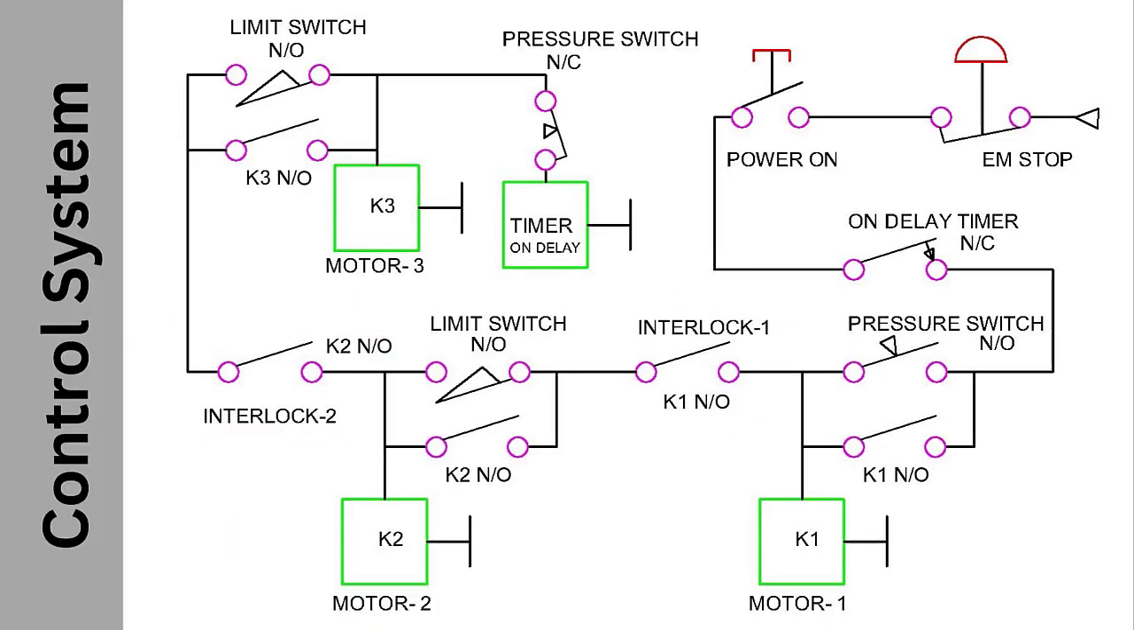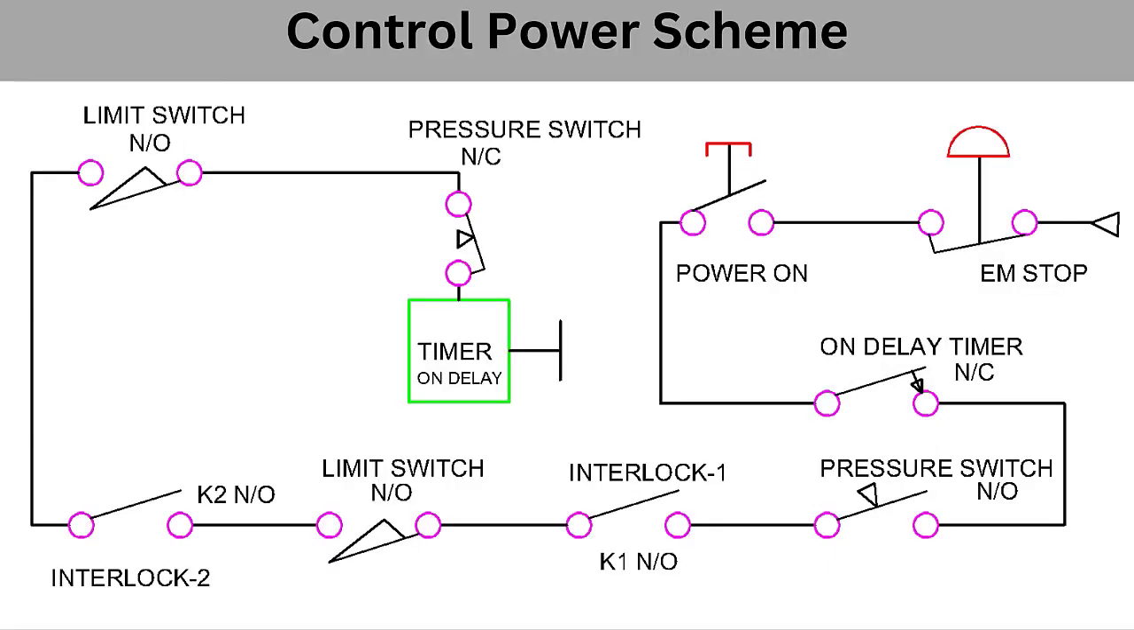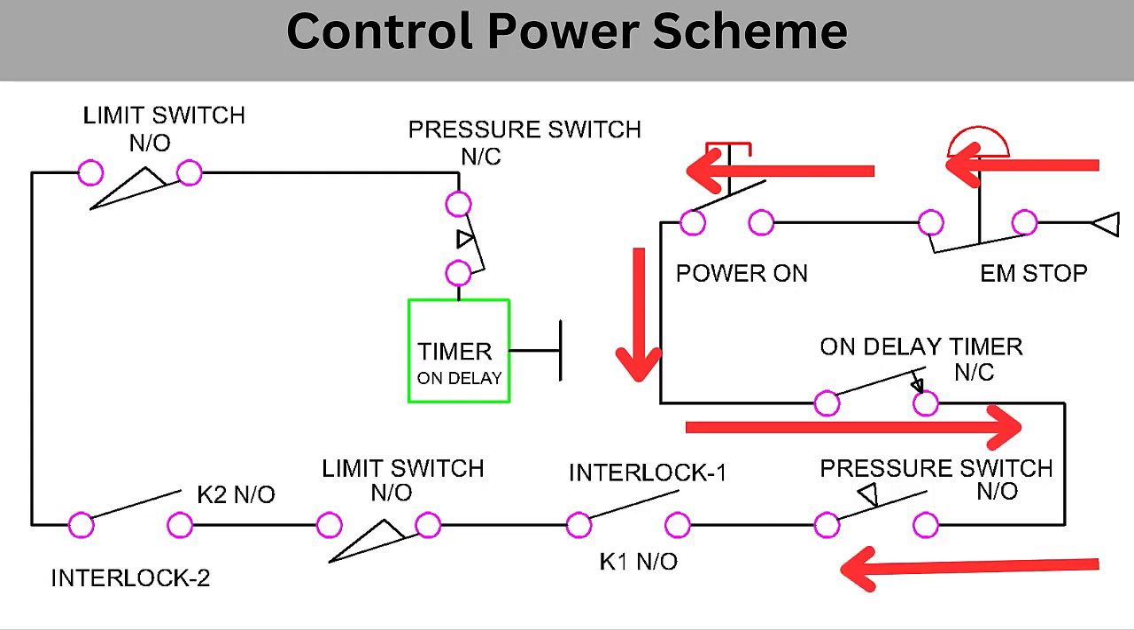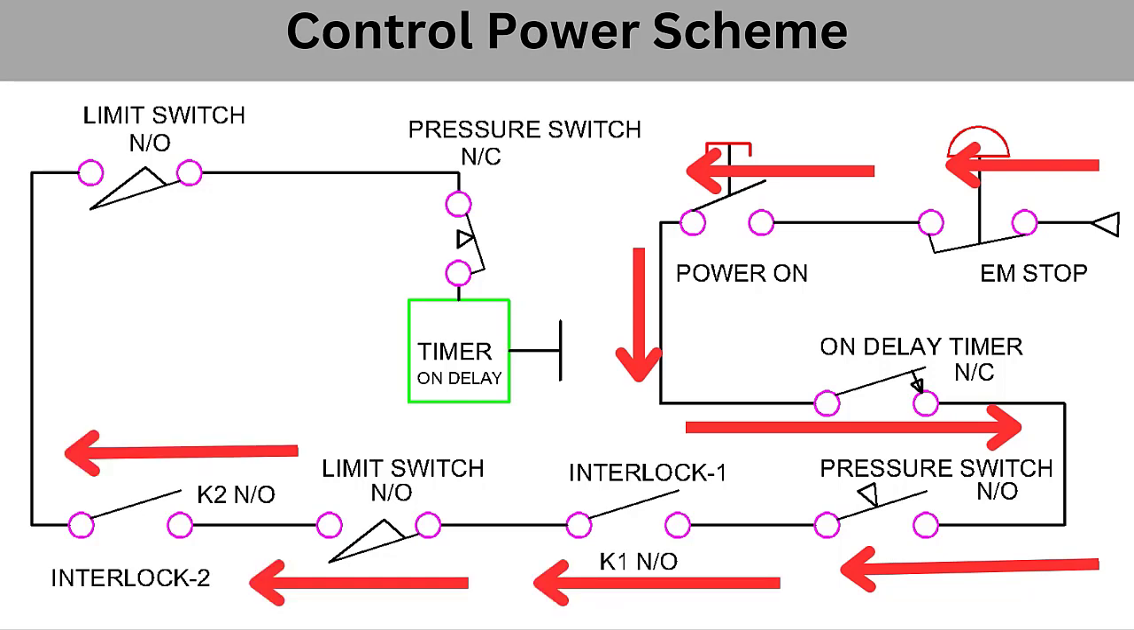In this mode of operation, we have to energize the circuit's control power only to start the function. The path of control power is as follows. As you know, only single-phase power is used in the control circuit to control the complete operation. When the main power is on, the power reaches the emergency switch, power on-off switch, normally close contact of on delay timer, to pressure switch, interlock 1, limit switch 1, interlock 2, limit switch 2, finally, to the on delay timer.